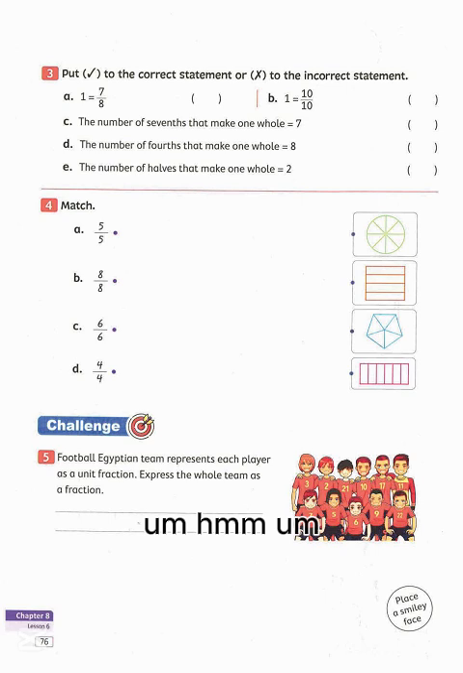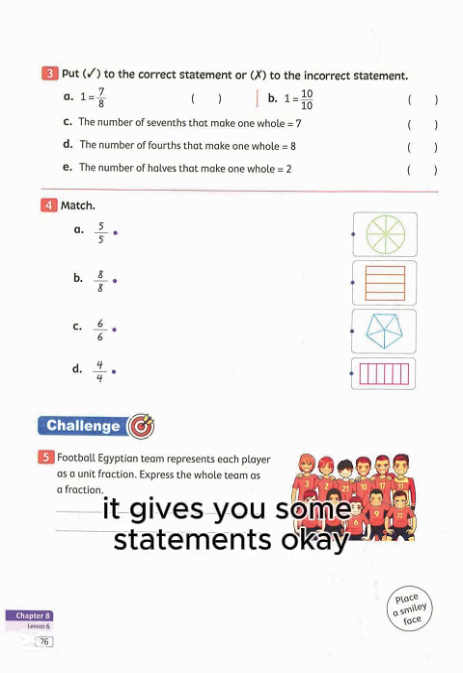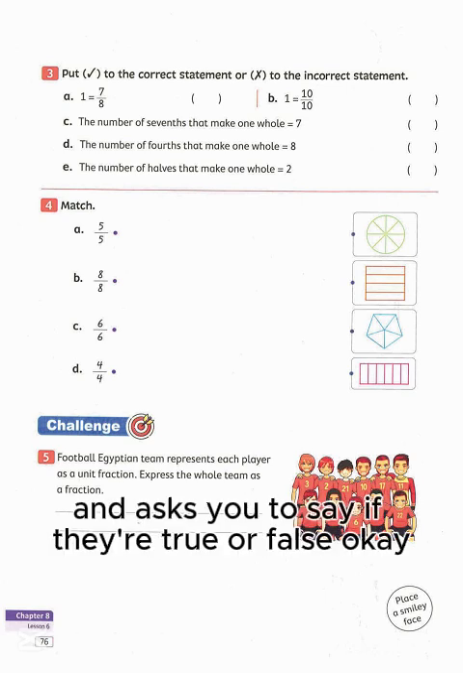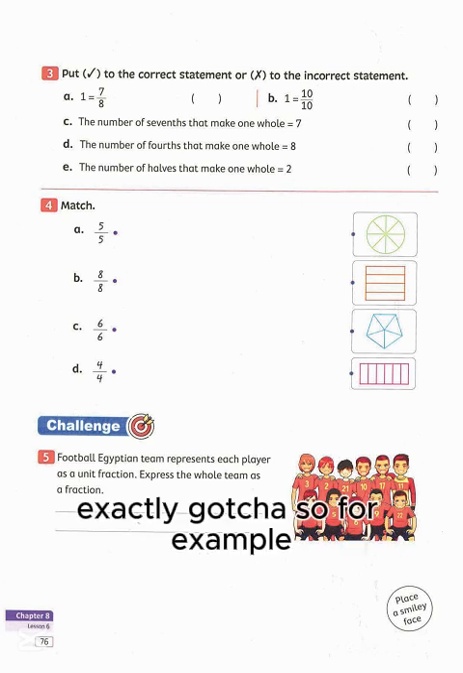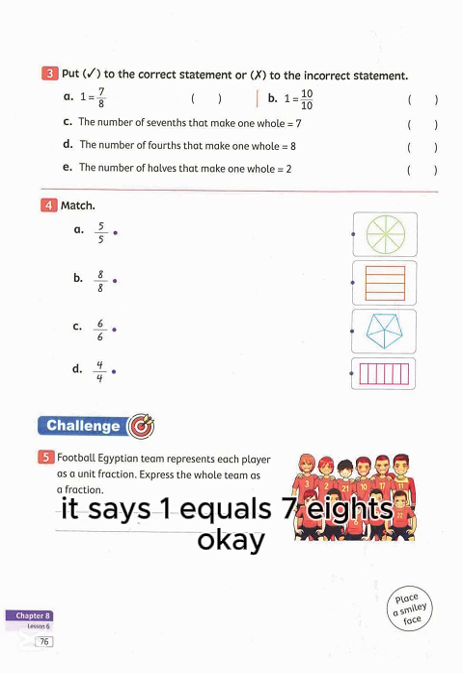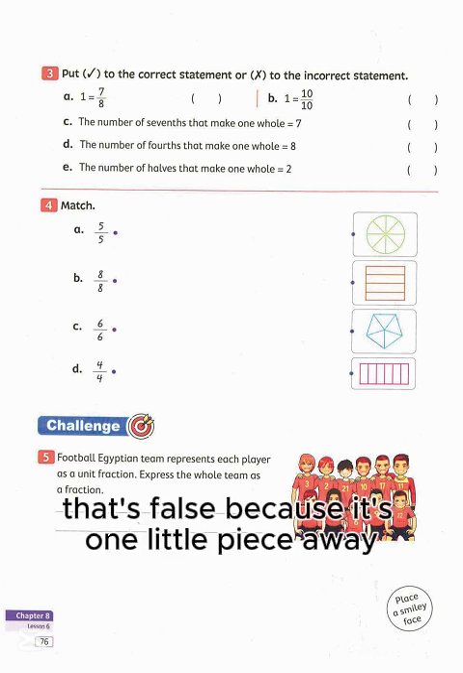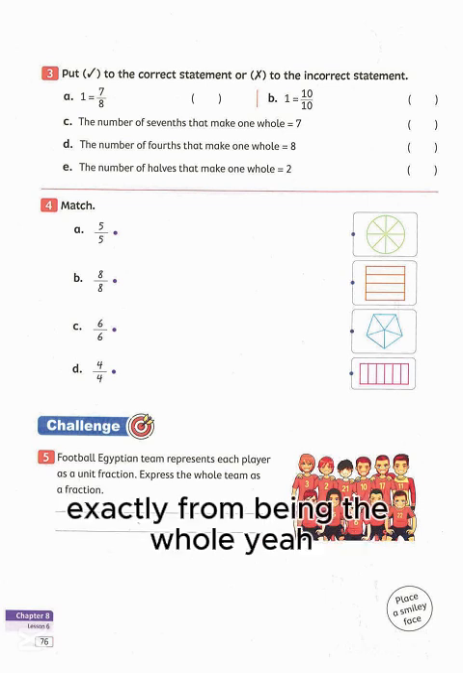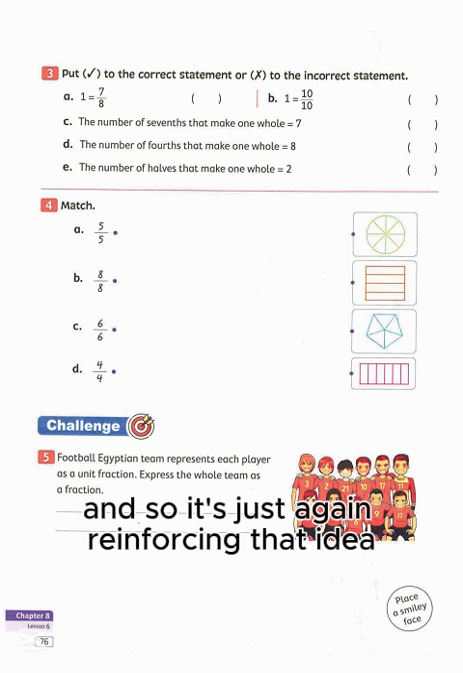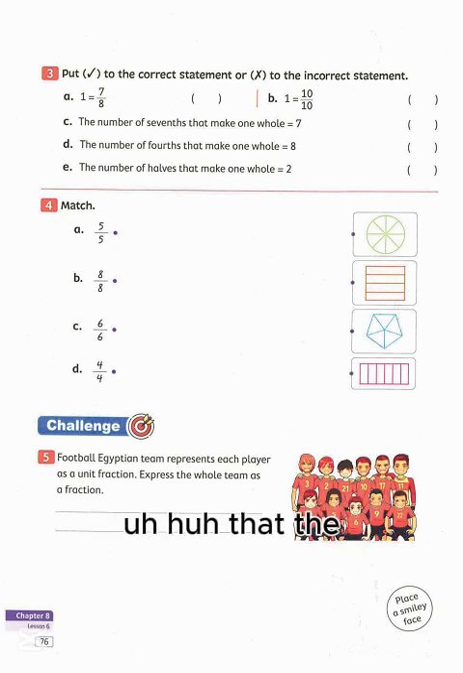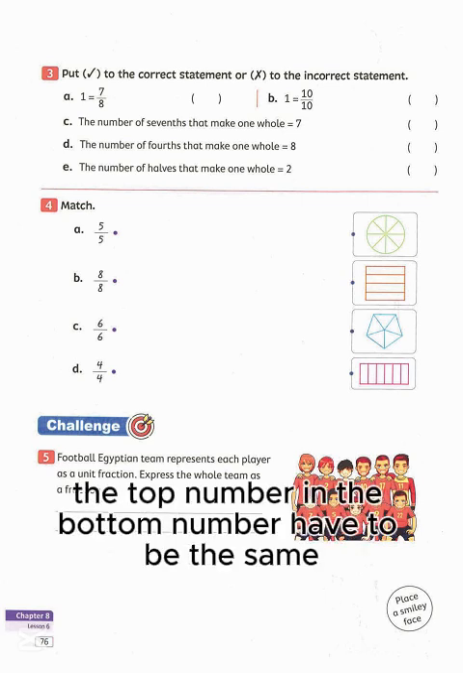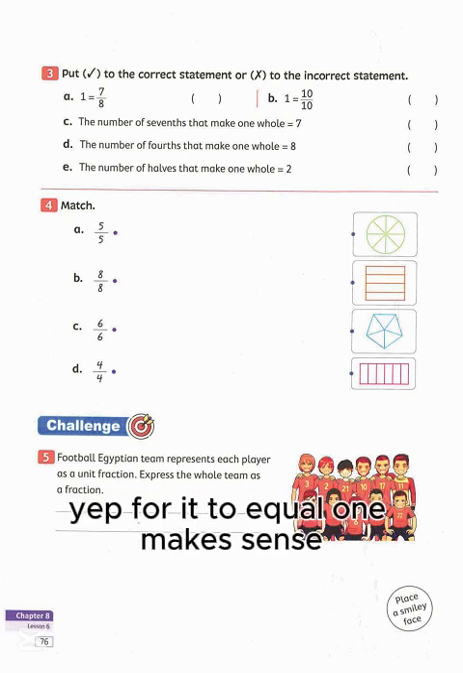It gives you some statements and asks you to say if they're true or false, like a little quiz. For example, it says 1 equals 7/8. Well, we know that's false, because it's one little piece away from being the whole. And so it's again reinforcing that idea that the top number and the bottom number have to be the same for it to equal 1.